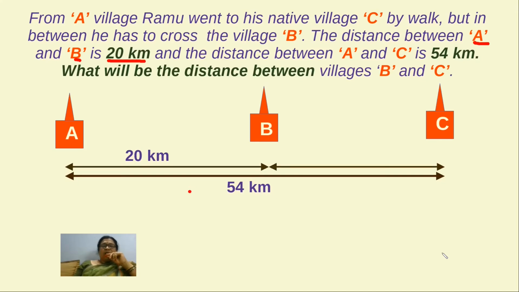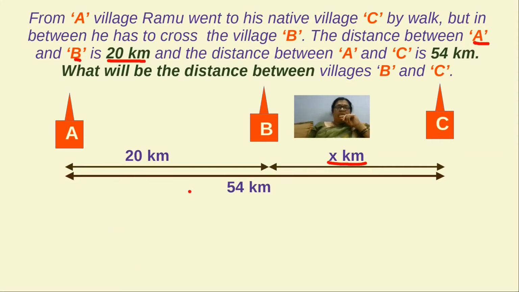Let us assume it as some X kilometers. Now we'll find it out. We know the distance between A and C, right? Now we'll take this as X. So X plus 20 is nothing but 54. The distance between A and B is 20 and B and C is X. When we add these two distances, we'll get the total distance. That is, X plus 20 is equal to 54.